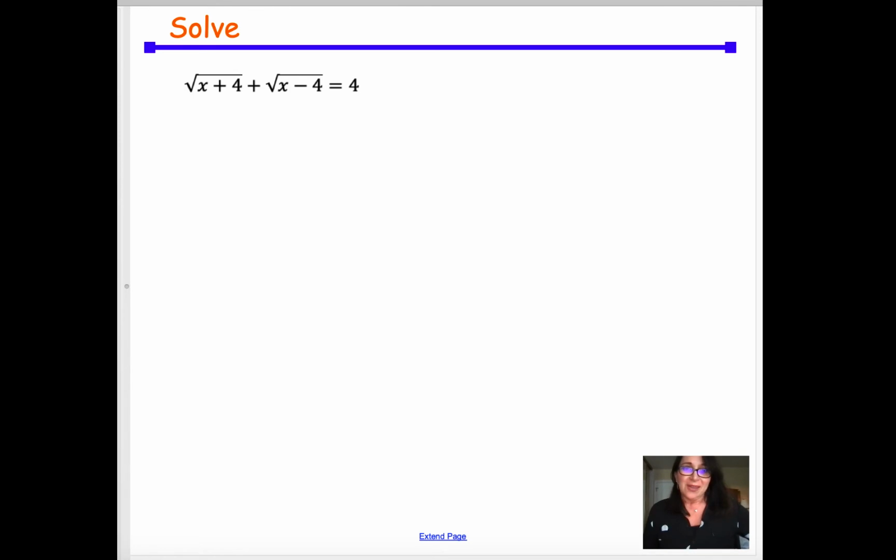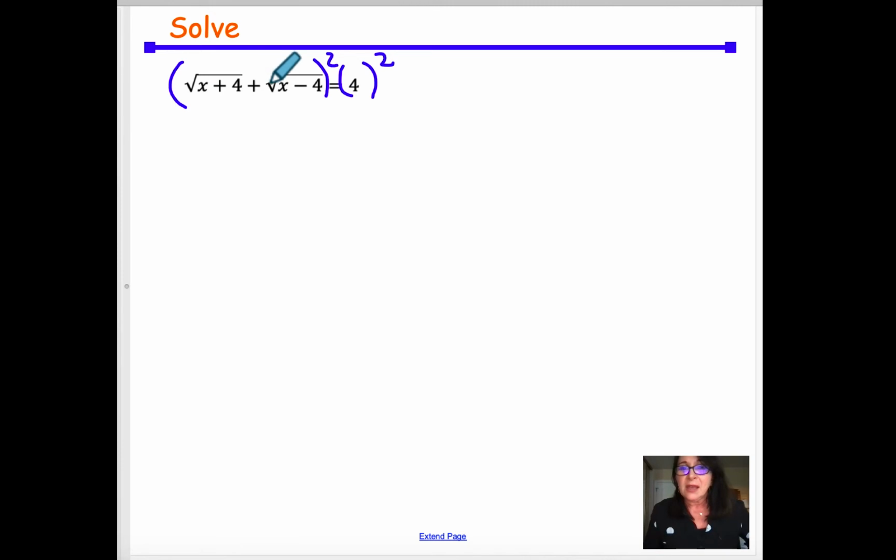So solving for this problem here. Again, you have options. Option A is to square both sides like this. By doing that, I'm going to start this out. If I square the first side, you're going to have to FOIL that. And also this side here, right?